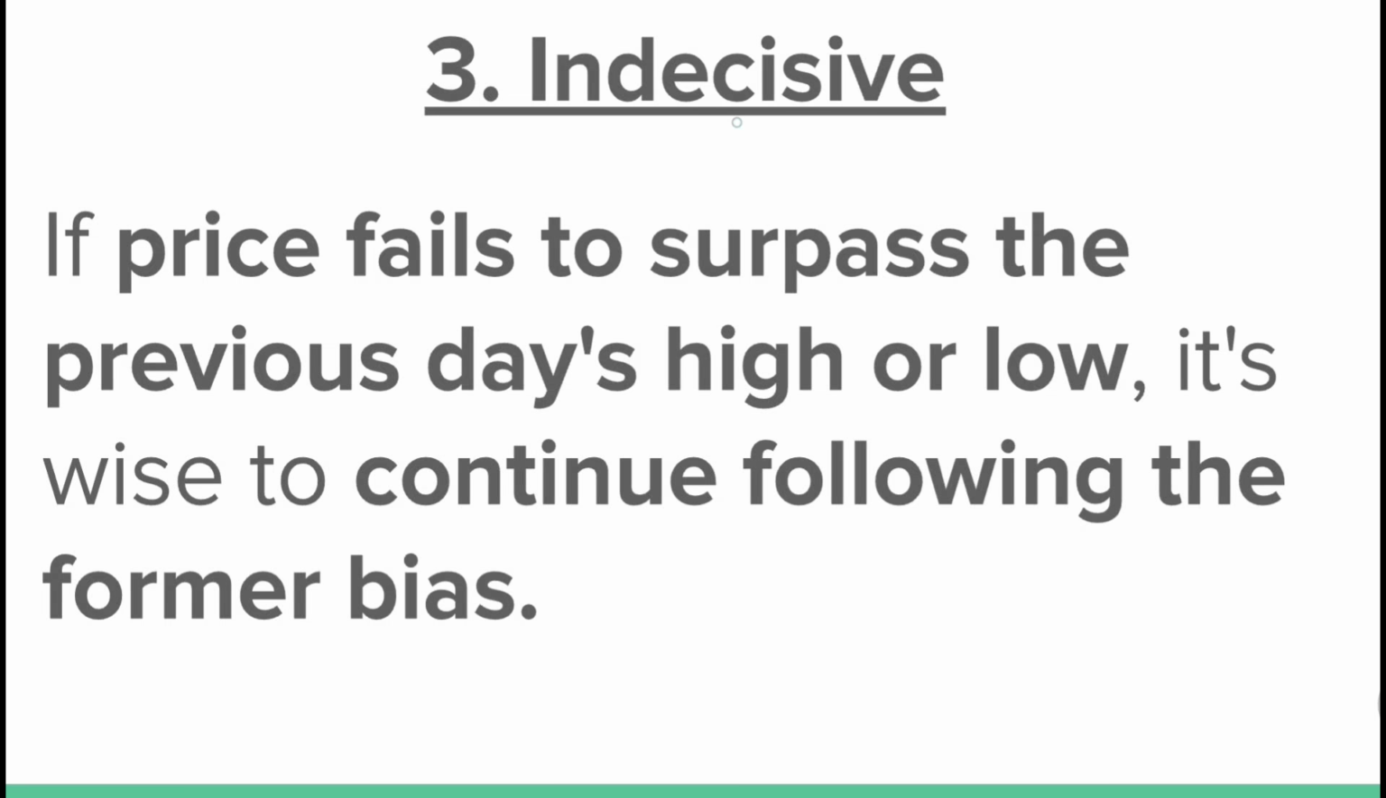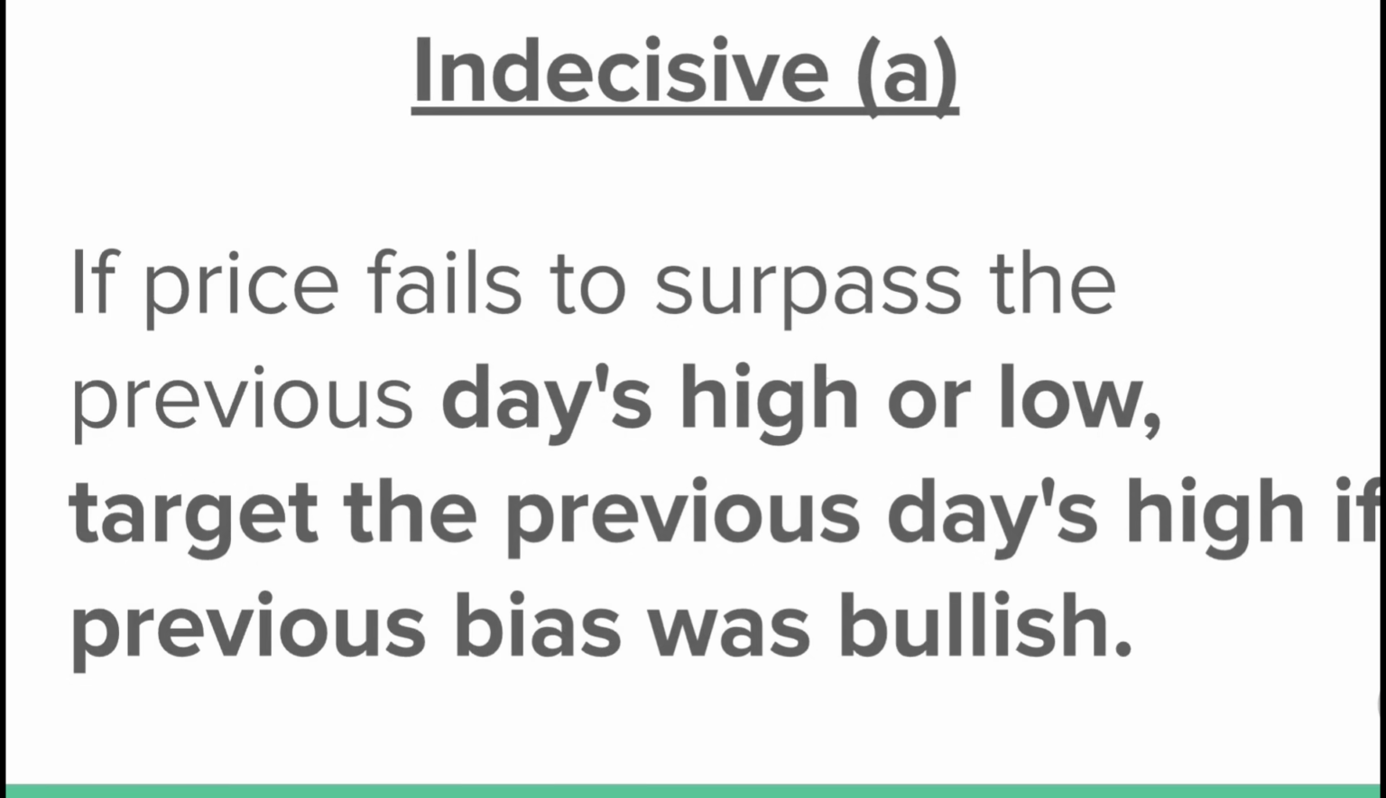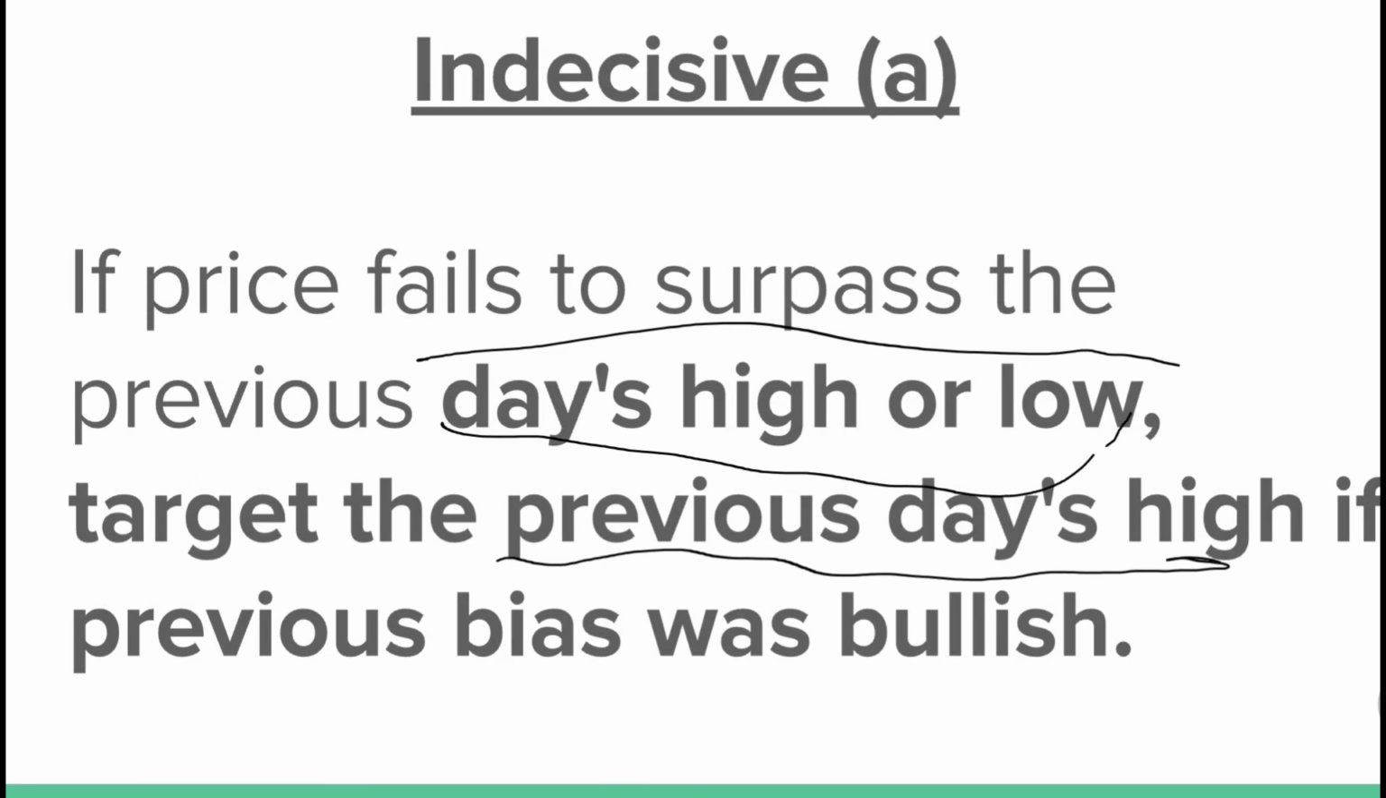Now let us continue. Indecisive: if price fails to surpass the previous day's high and low, it is wise to continue following the daily bias. If the daily bias was bullish, it means we would buy. Now let us see the chart. It's divided into two. We have the indecisive A, which is for bullish. If price fails to surpass the previous day's high and low, you need to target the previous day's high.